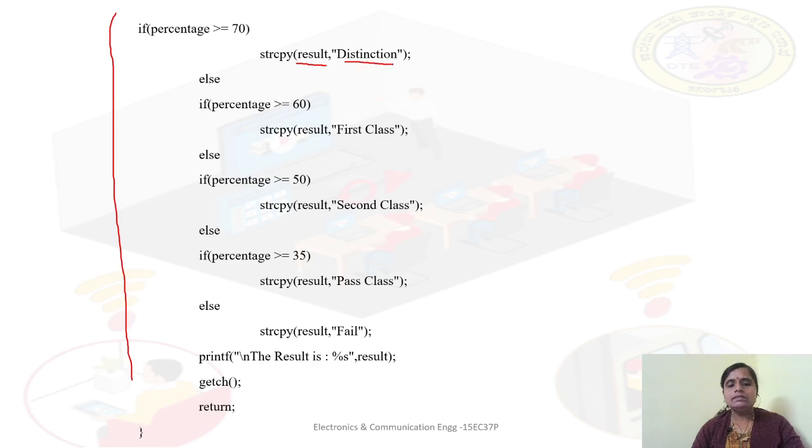So the result is declared as distinction. Else, if the percentage is greater than or equal to 60, then the result is first class. If percentage is greater than or equal to 50, the result is second class. Else if the percentage is greater than or equal to 35, then it is pass class. Else, if all these possibilities are not there, then ultimately the result will be fail. Then we are going to print the result. In order to get the result as the output, we write the getch statement.